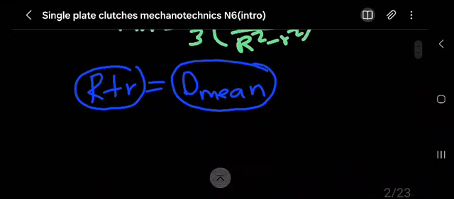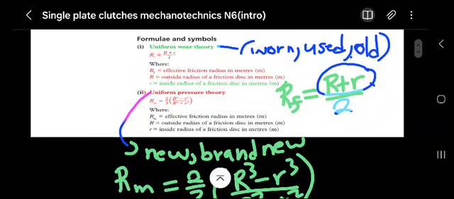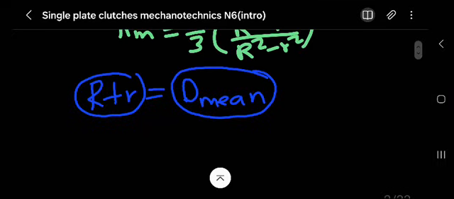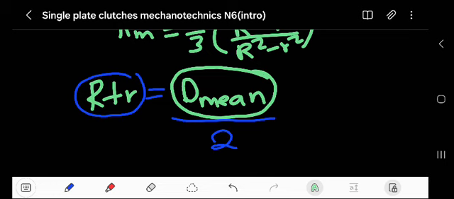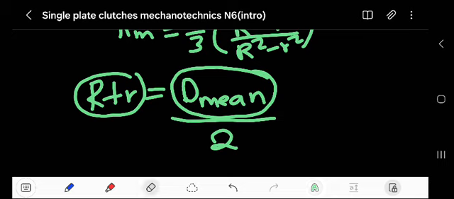However, our formula has over 2, so that means if you're given a mean diameter, you will divide it by 2. Do not make a mistake. Mean diameter is the same as R1 plus R2. Already you have R1 plus R2, then you can divide that by 2, but now you're finding R.